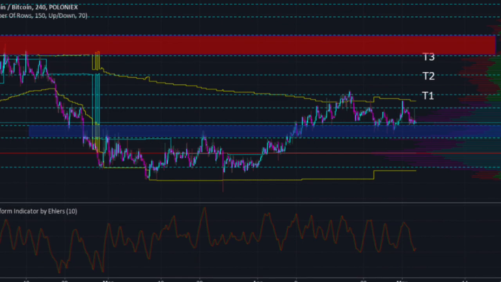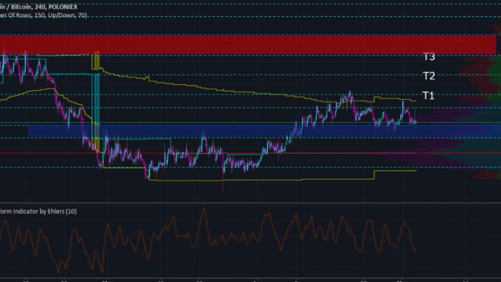So this is an example of how you can use just one or two indicators and map out an entire potential position from start to finish.